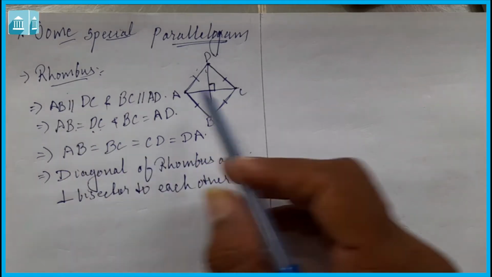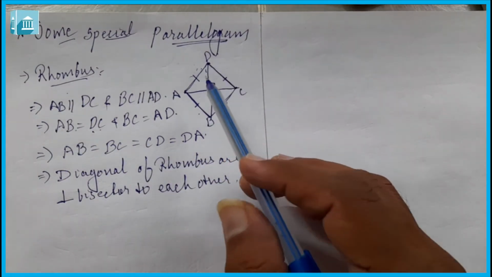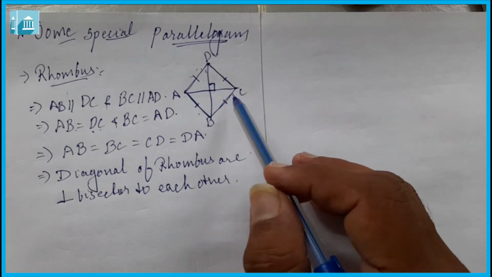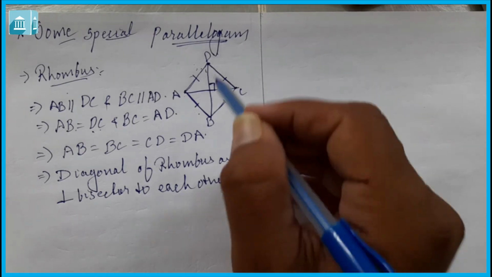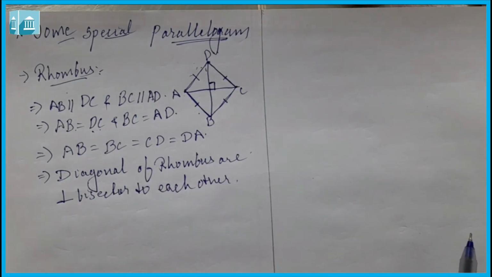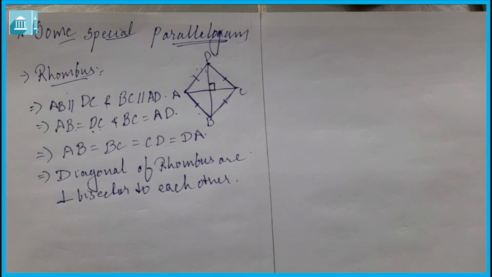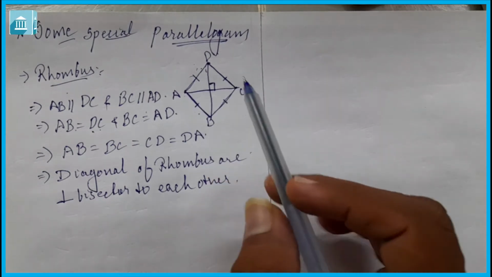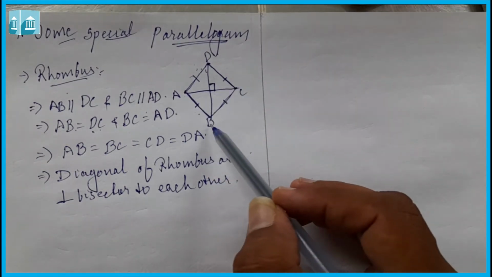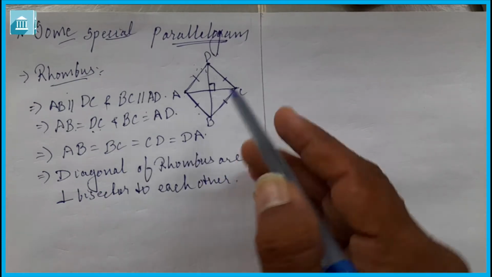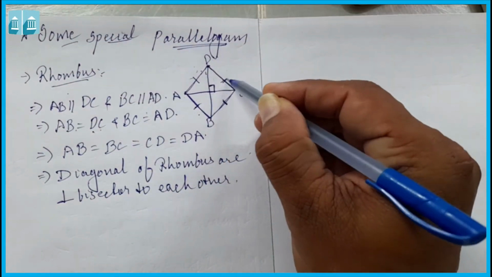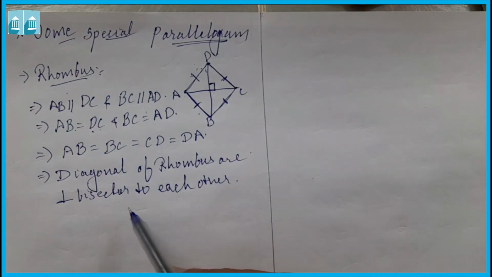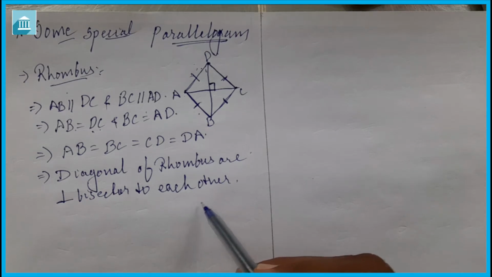Now we can say that a rhombus is a parallelogram whose all sides are equal and whose diagonals bisect each other. Diagonals are perpendicular bisectors of each other. So this is regarding the rhombus. Again I am repeating, a rhombus is a parallelogram, means it has all the properties of a parallelogram. Opposite sides are equal, opposite angles are equal, adjacent angles are supplementary. In the same way, all its sides are equal, and diagonals are perpendicular bisectors of each other.